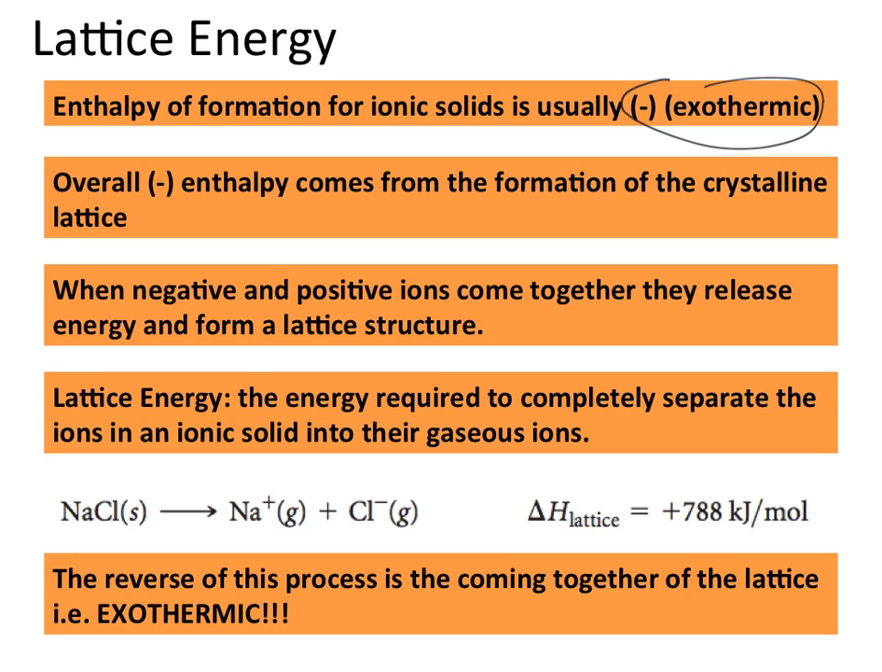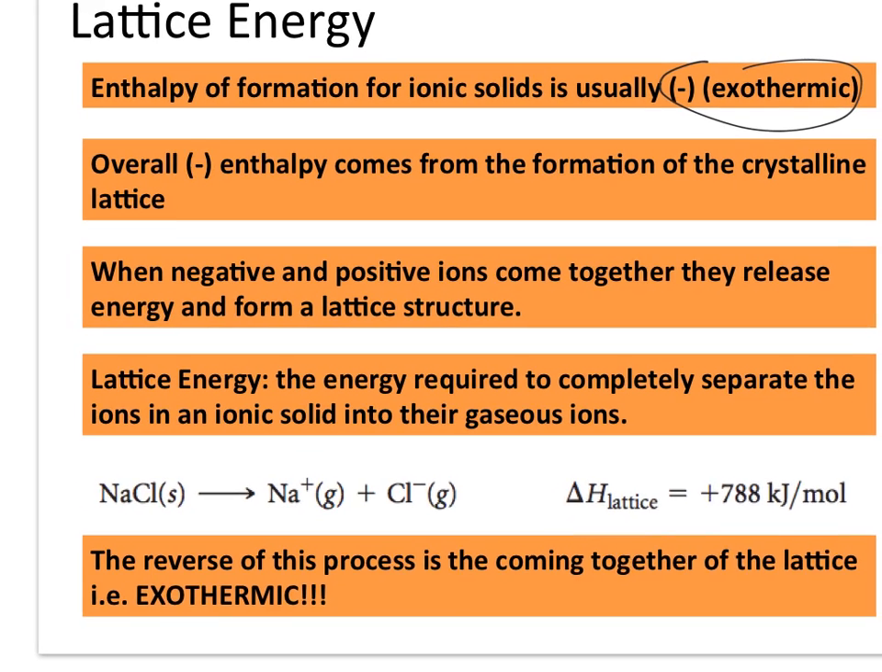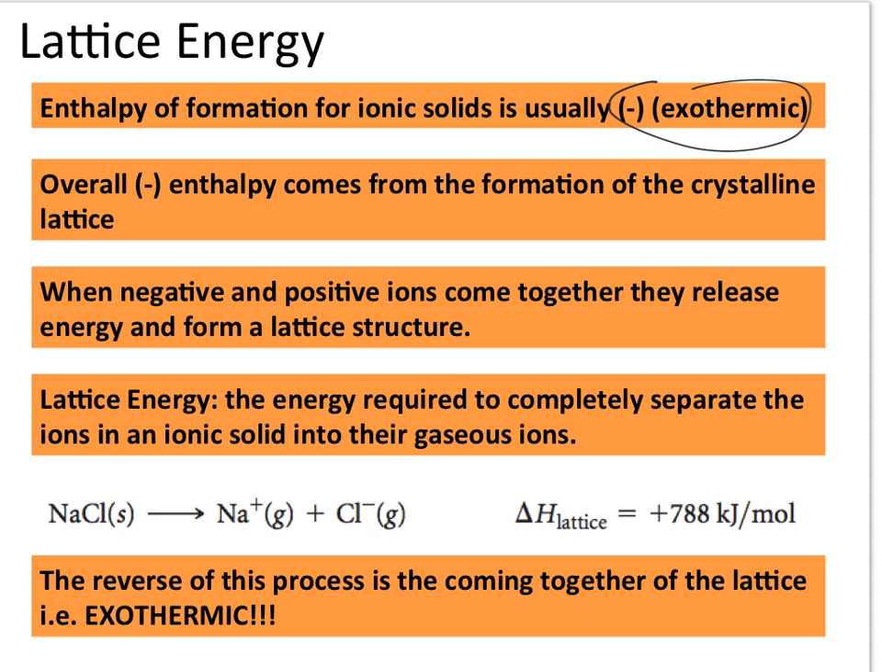So basically, when the negative and positive ions come together, they release that energy, and the structure that we produce is a very organized ionic solid. So the lattice energy is actually the energy required to completely separate the ions in an ionic solid. When we're talking about lattice energy, we're talking about the energy we would put in to break an ionic solid apart. So in this case, the lattice energy is positive because you have to put energy in to break these apart.